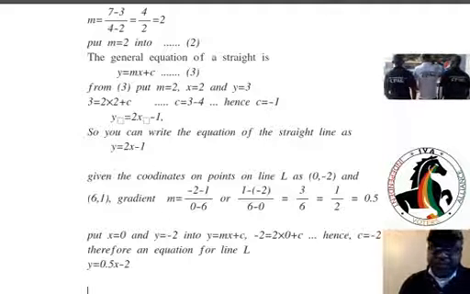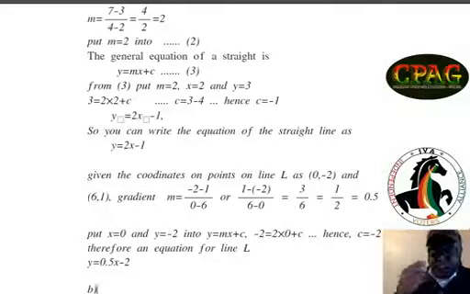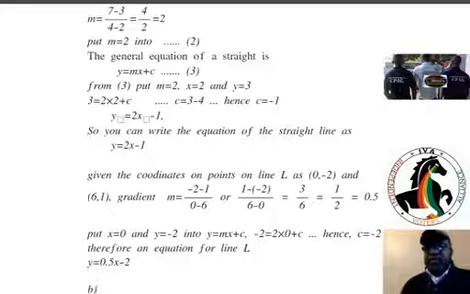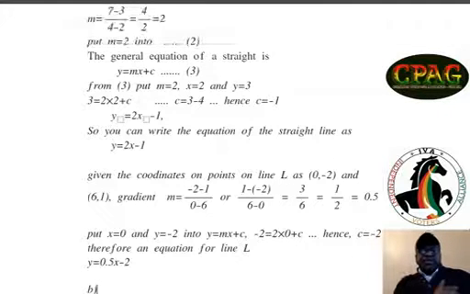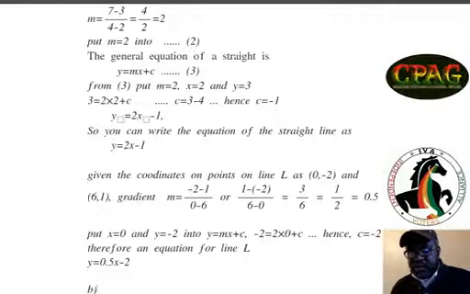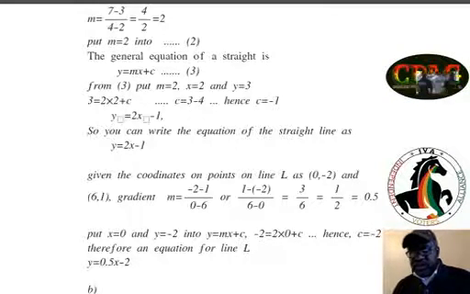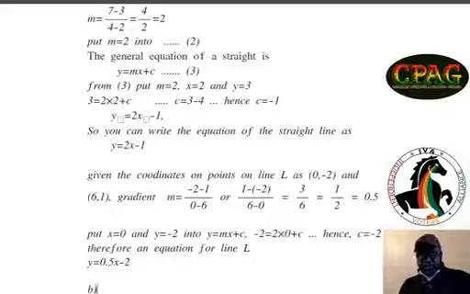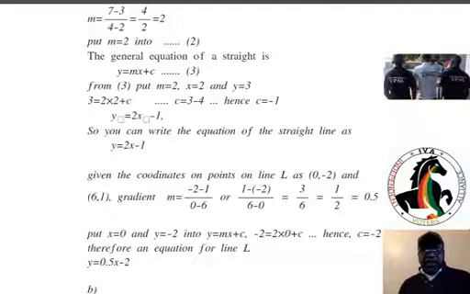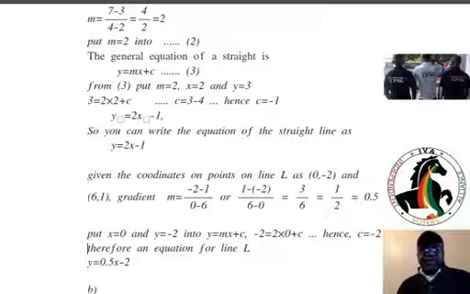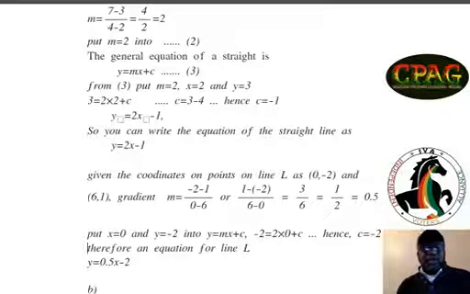Right, B, what does it say? Question B says find an equation of the line that is parallel to L and which passes through the point 4, -2, giving you the coordinates of that point. So now, if it's parallel to line L, that means the gradient is the same. So the gradient m is equal to 0.5 as well.